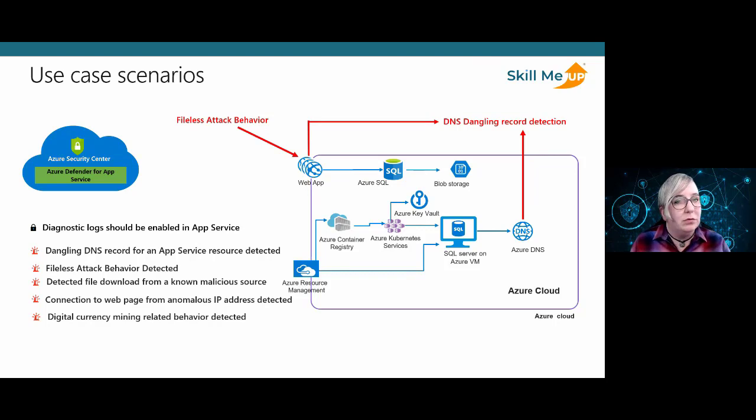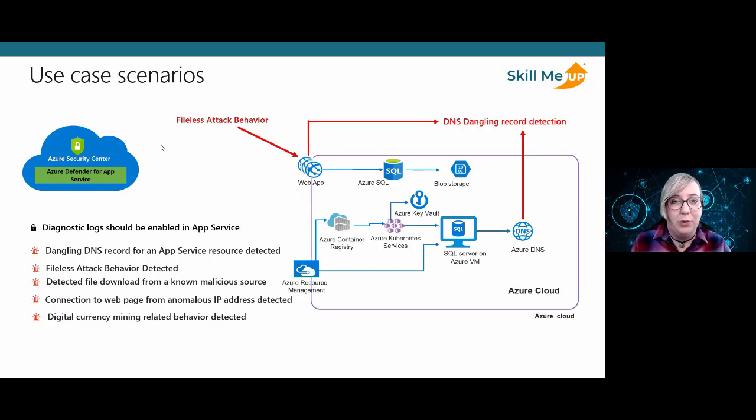And then you can think about detecting any fileless attack behavior that's happening in your environment. You can detect file downloads from malicious sources, and any connections made to a web page from anomalous IP addresses. You probably want to know about that. Digital currency mining related to any of that. You probably want to figure out what's happening with your web app, especially if it's not a web app that has a lot of high traffic at a specific given time. Because remember, you flip this on, it's on all the time.